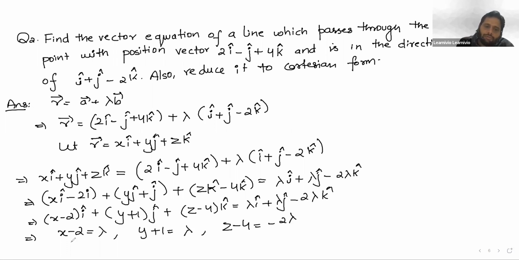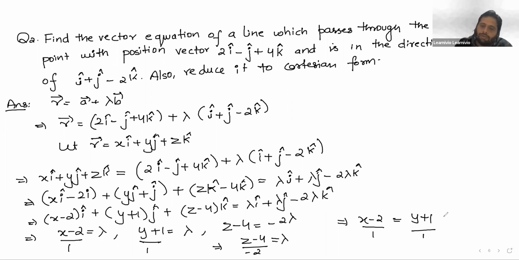So in the denominator we can write 1 here, and 1 here. And for z, shift this minus 2 here, so (z minus 4) by minus 2 is equal to lambda. All these are equal to lambda. So finally we can say (x minus 2) by 1 is equal to (y plus 1) by 1 is equal to (z minus 4) by minus 2. Please check here, the vector form has been converted into the Cartesian form.